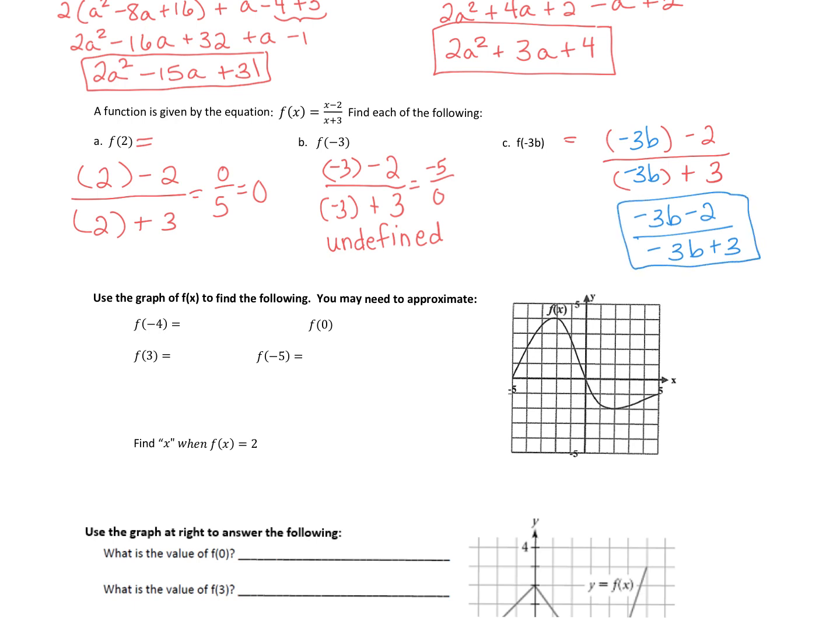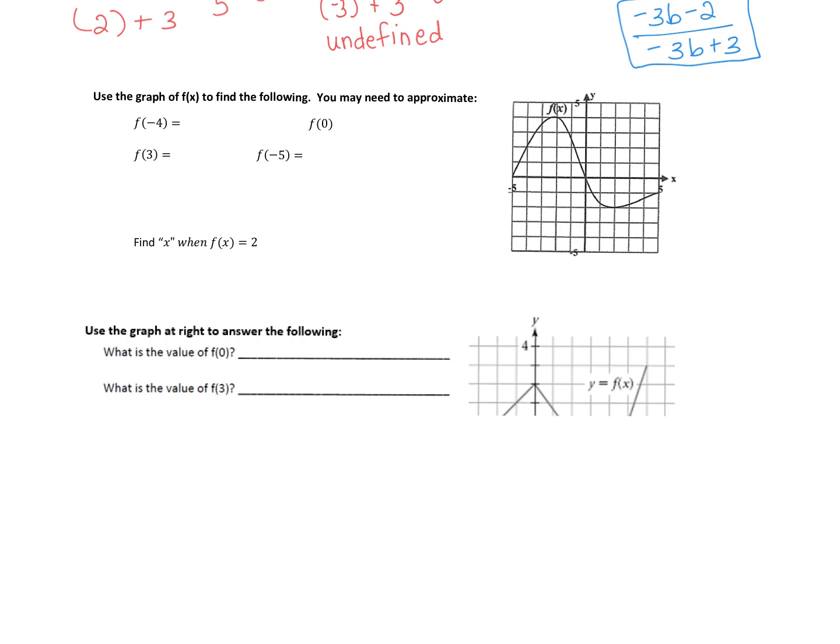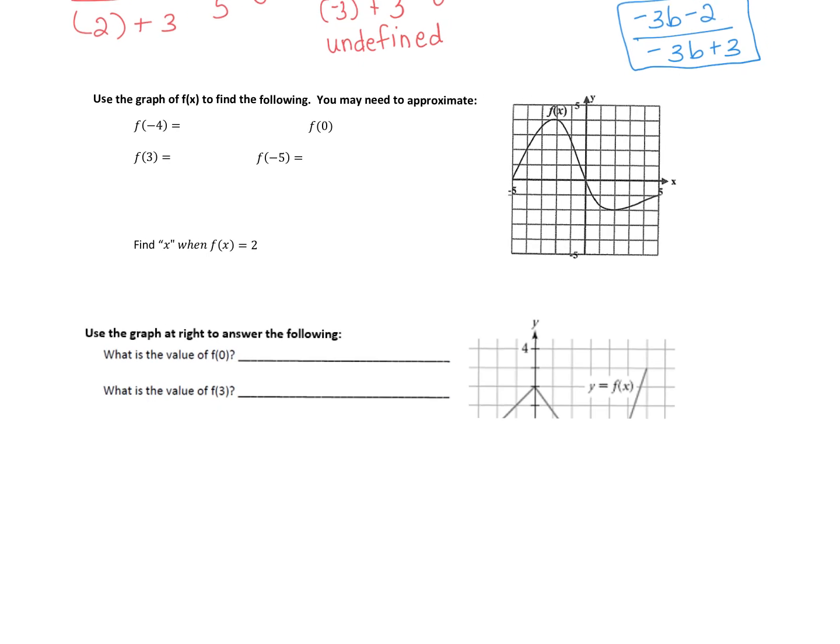Can we do that looking at a graph? Well, f of something, the function value, remember, is the y value. So when we're talking of f of negative 4, what we're saying is, where is the function if x is negative 4? So negative 4 is going to be here, and we notice that our function value is 2.